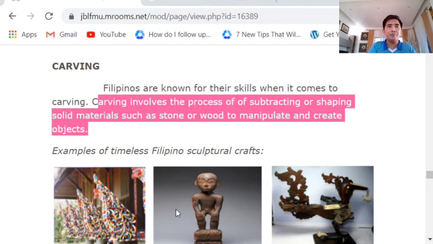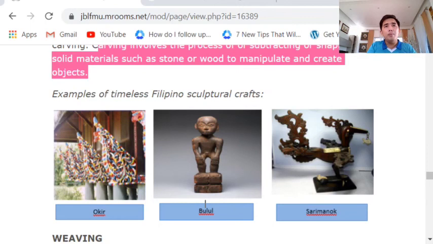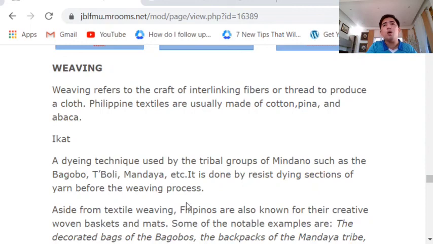Example na, okir. Okay, so this one is an okir. Okay, bulol, sarimanok. Okay, another type of decorative art is what we call weaving.